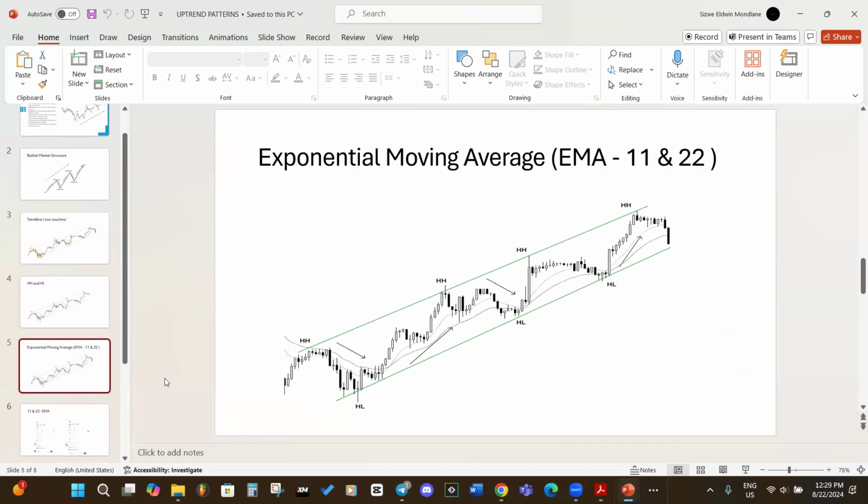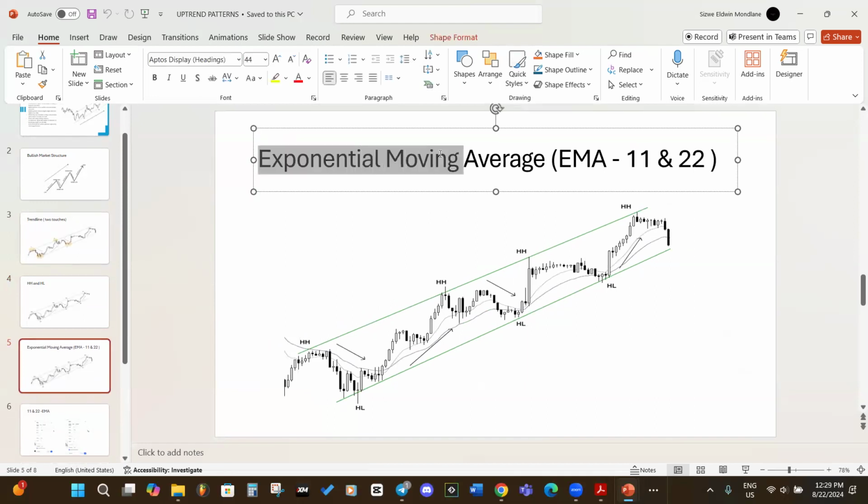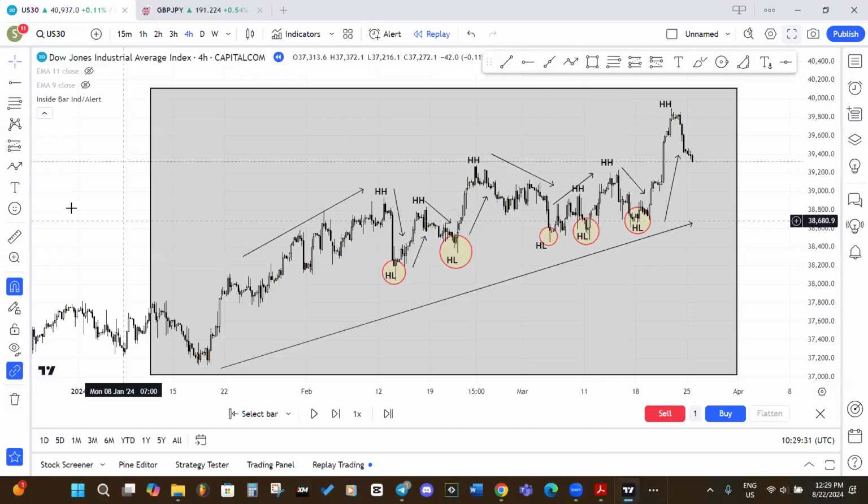Okay. Then this is what you were asking about, the exponential moving average, EMA. I personally use the 11 and the 22. They're just another confirmation to tell me that, okay, the market is currently in an upward trend, is currently bullish or is currently bearish. If you want to use this, you can also use it on your TradingView. In this case, I have mine here.